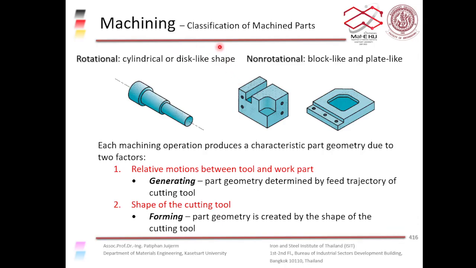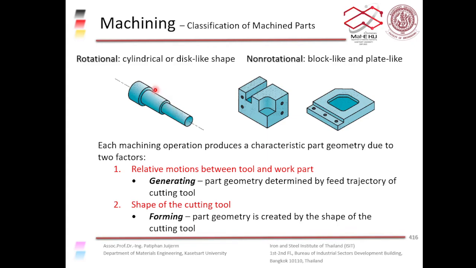Okay, next we'll look at the classification of machine parts. The machine parts can be classified in terms of geometry. The first one is called rotational machine parts. The part actually rotates, and because of the rotation, you can produce cylindrical or similar shaped workpieces, right?